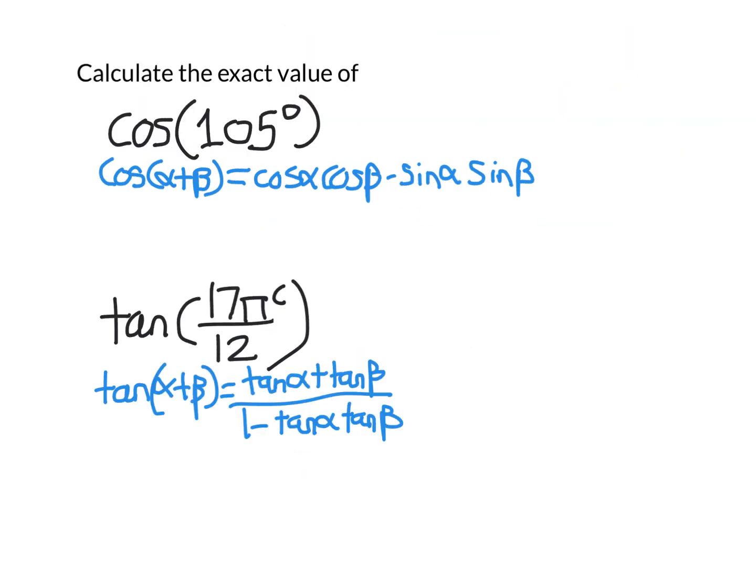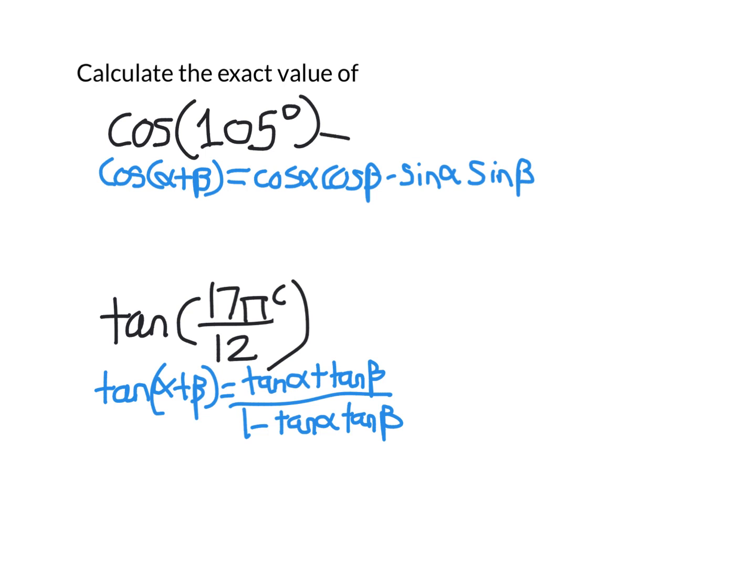The angle sum and difference formulas also help us calculate exact values. Now we already know exact values when the angle is a multiple of 30 or 45, but we can actually calculate the exact value when the angle is a multiple of 15 degrees. So we can do that with something like cos of 105 degrees, and we're going to use this formula here. So how do we do it?